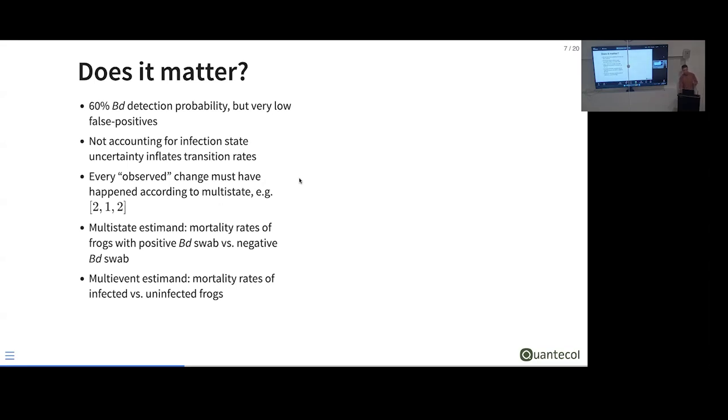And importantly as well, the target quantity that we're estimating, if we're looking at the mortality rates of uninfected and infected frogs, if you don't account for the uncertainty in the disease detection, you're actually estimating mortality rates of individual frogs that return a positive swab, which is not the same as an infected frog. So in this case, if you relate it back to defining your estimate, your estimate is not what you think it is.